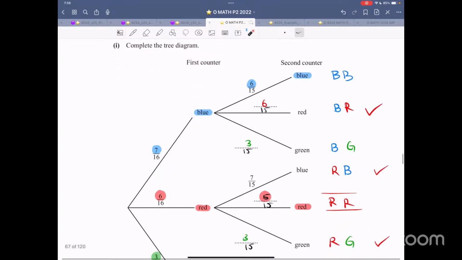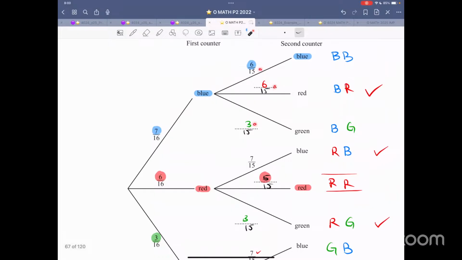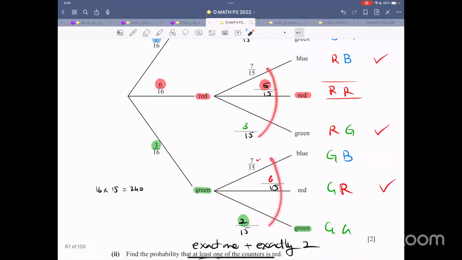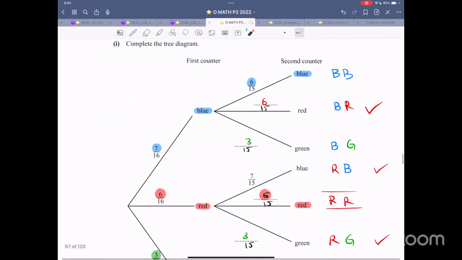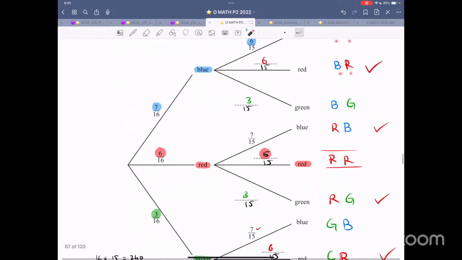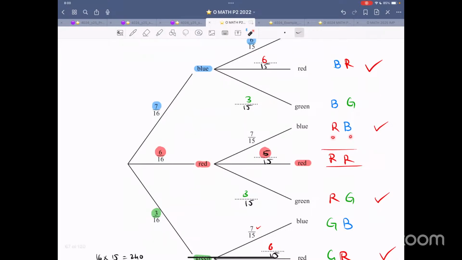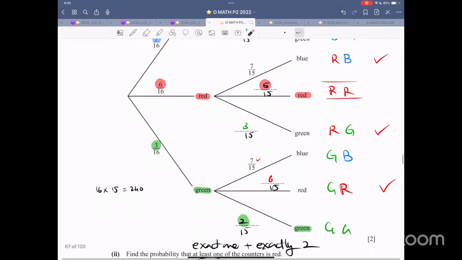13 plus 3 is 16. So the denominator is 16 in the first branching. Then it's 15 all along. 1, 2, 3. And there are 9 possibilities. Why 9? Because there are 3 colors, and it's repeated twice. This is the first time, this is the second time. 3 into 3 is 9. What are the different color combinations? Blue blue, blue red, blue green, red blue, red red, red green, green blue, green red, green green. So there are 9 possibilities.